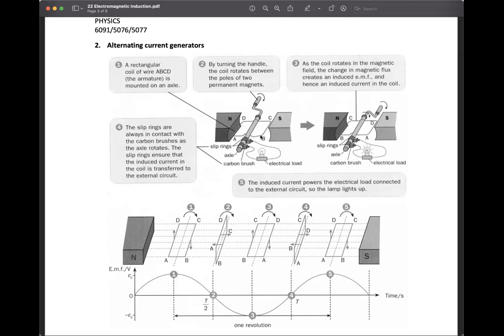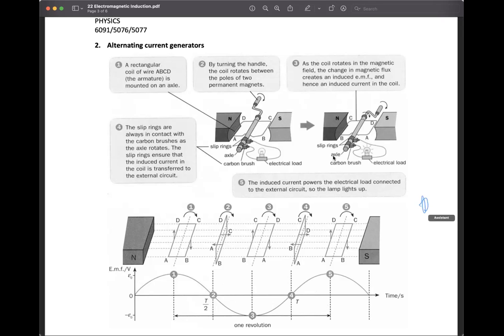So let me go through the steps one by one and explain to you all. Ryan actually mentioned a question just now about the North Pole. That one we'll go through in questions next week, then it will be clearer. Let me go through this AC generator first.